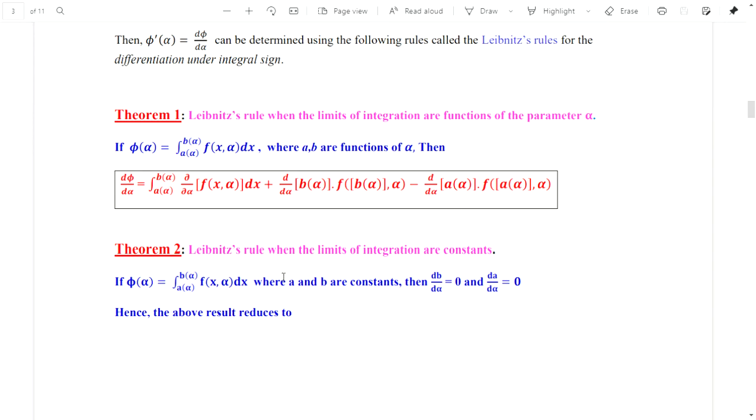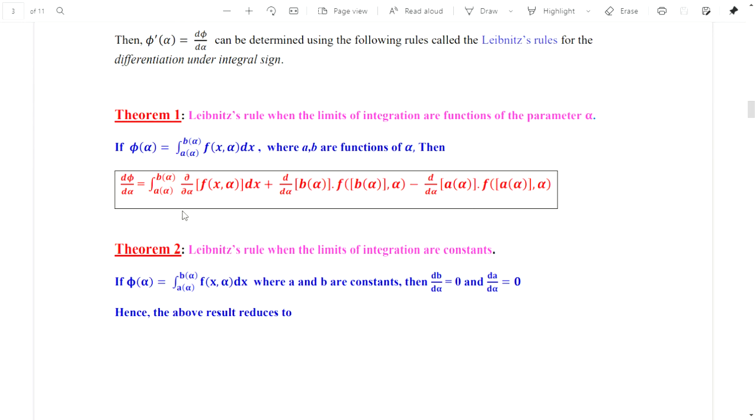Here we are saying that alpha, a and b, the limits of integration are constants. So a of alpha is a constant. So d by d alpha of this term will become 0. So 0 into this complete term will become 0. So in this formula, the second term and third term become 0.